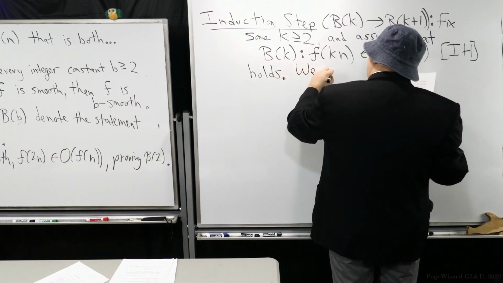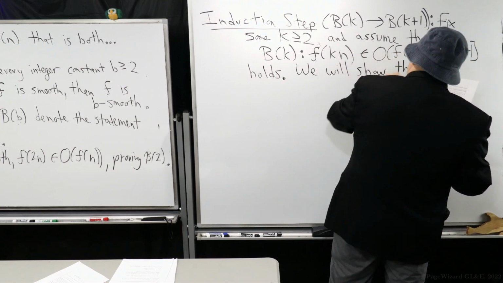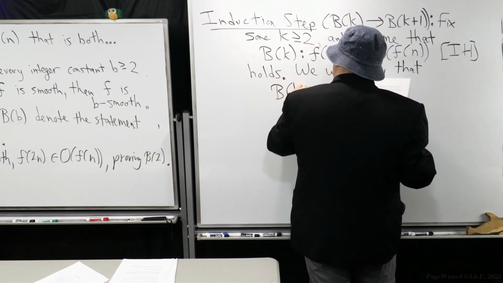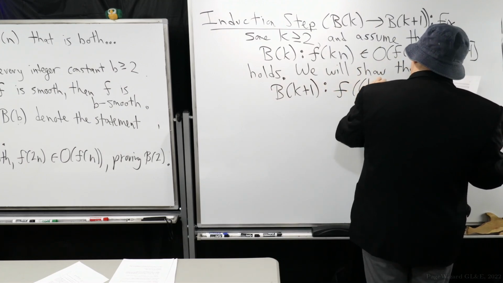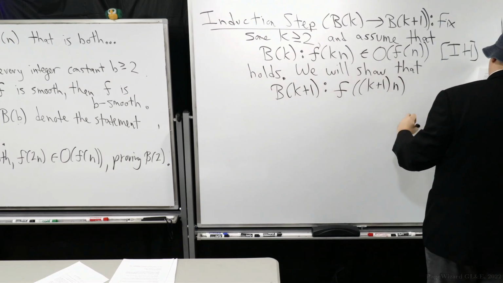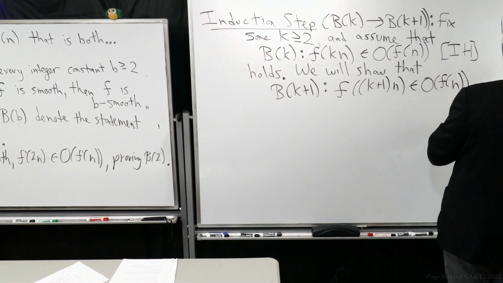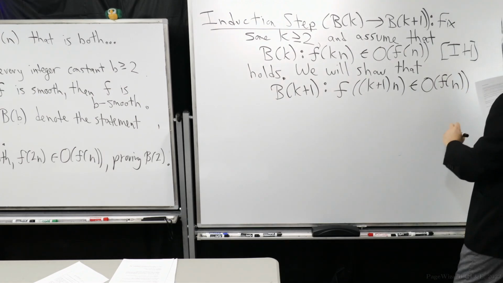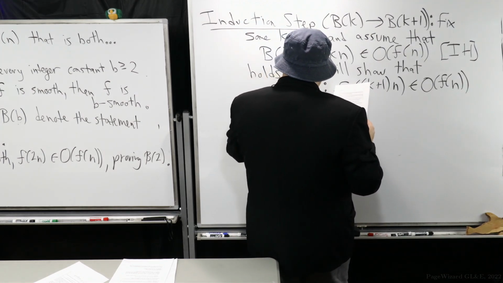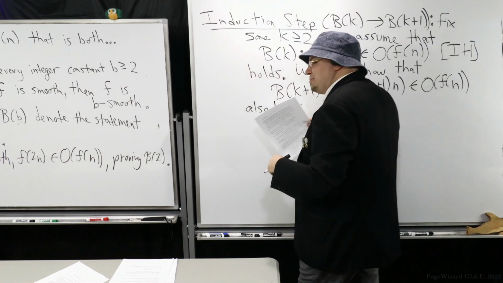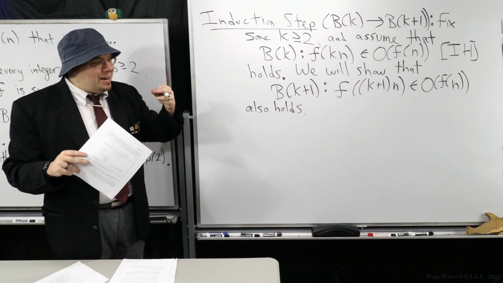So we will show that b of k plus 1, which is saying f of k plus 1 times n is big O of f of n. That's what b of k plus 1 says. We will show that b of k plus 1 also holds. So that's what we're going to be trying to do. If we could do this, then we can use the principle of mathematical induction and complete our claim: that f, if it's smooth, then it has to be b-smooth.